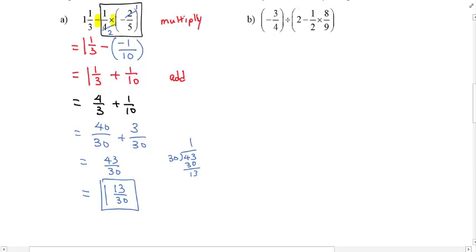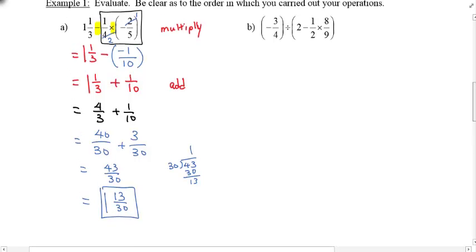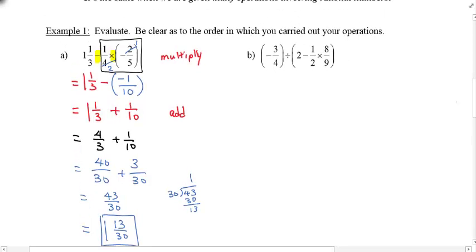Okay, so let's try B. This time I'm going to ask you, what operations do you see? And I'm hoping you can answer a division. I'm hoping you can also answer brackets over here.